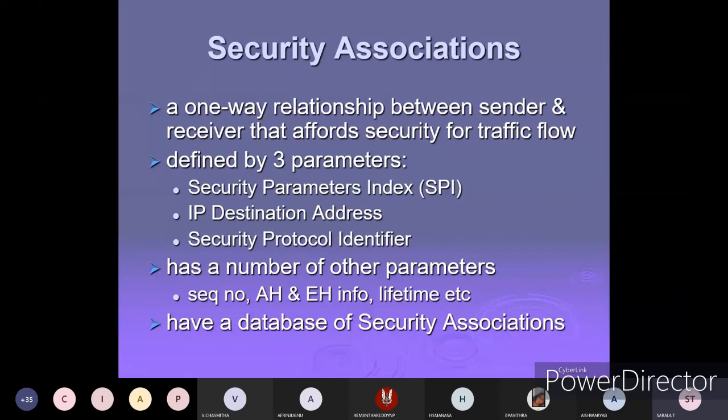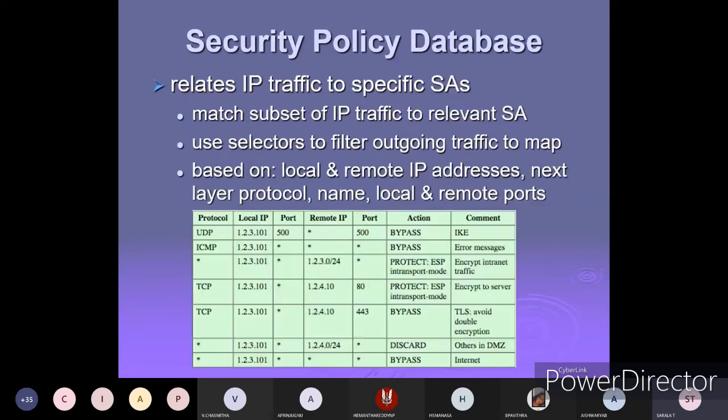It has a number of other parameters, such as sequence number, AH info, lifetime, etc. All those things are present, and there is a database of security associations: what different types of security associations there are and how they will be used. If you have the database, then you can easily compare which security methods or security parameters are used. All those things you can check in the database only. That is related to security association.